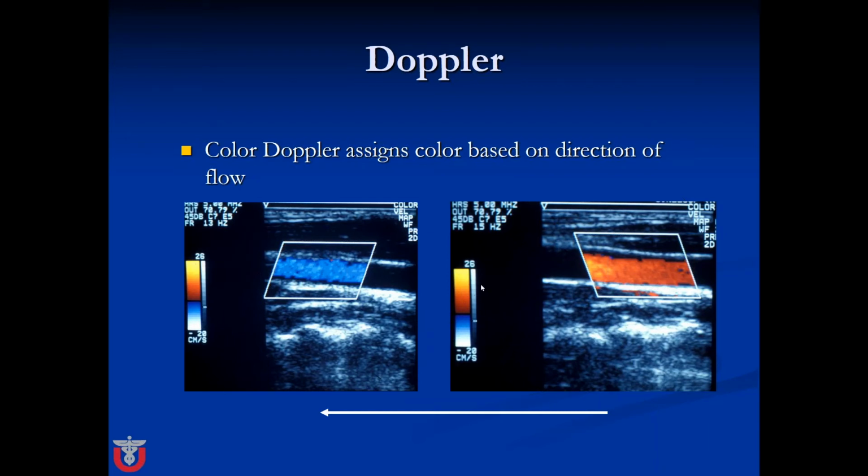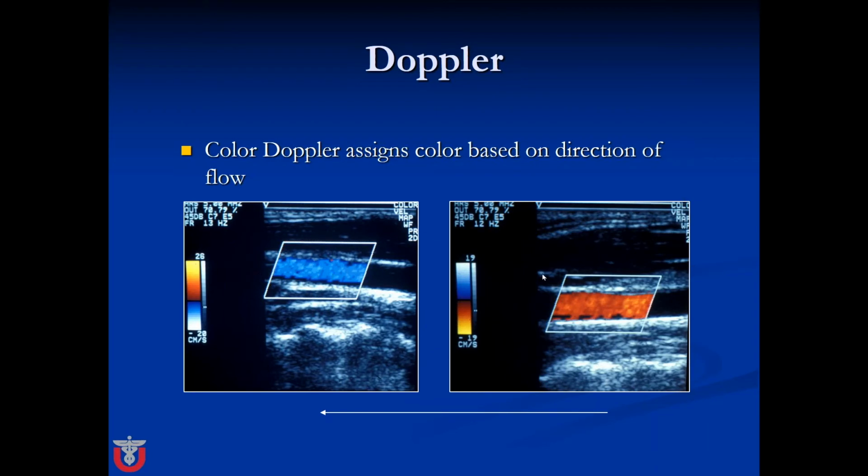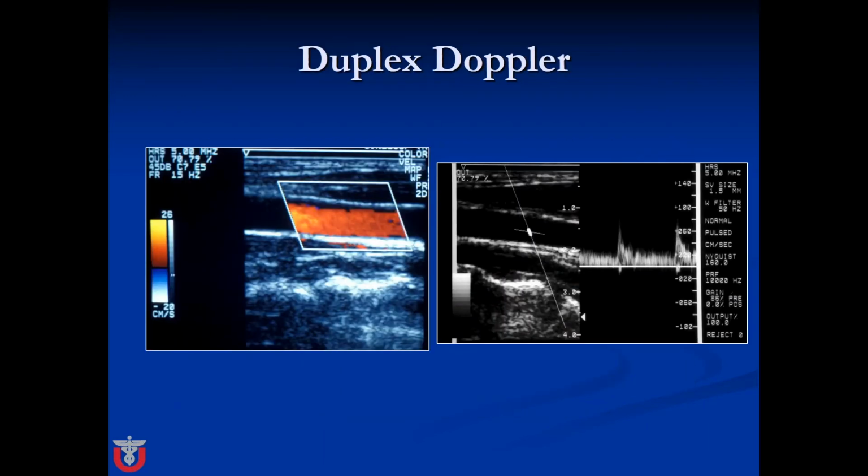And I can make this any color I want. I can make this same vessel now appear red just by flipping my scale. When I look at the scale, if you look at the black line, above the line is towards you, below the line is away from you. So the same vessel, here it's blue and here it's red. So the point being, it's arbitrarily assigned, and so don't think that means artery, vein, it doesn't.